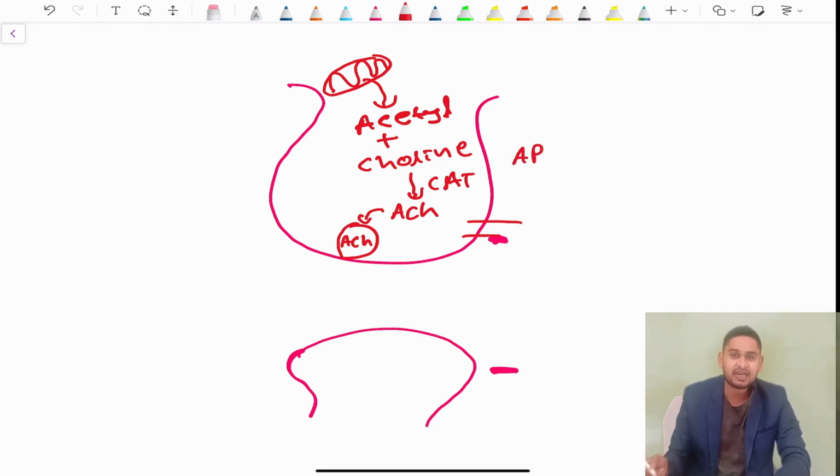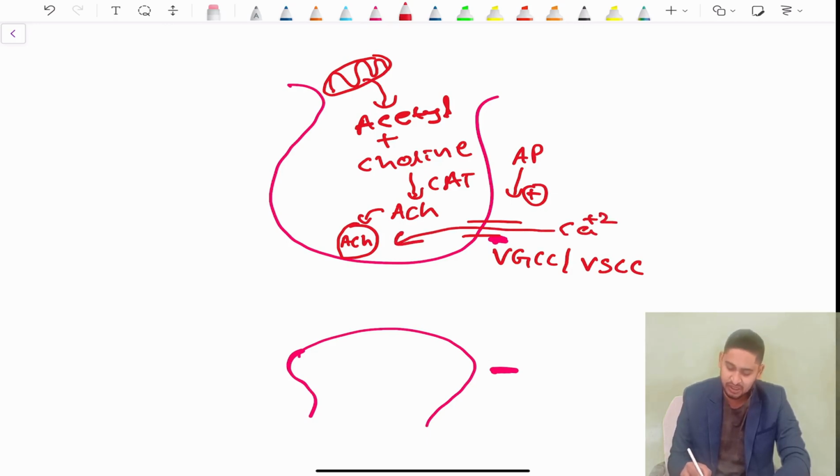Whenever acetylcholine is required in the synapse to bring about a particular action, an action potential is generated in the neurons and propagated towards the periphery, and it activates particular channels called voltage-gated calcium channels, or voltage-sensitive calcium channels, right? When these channels get activated, the calcium present outside the cell enters the presynaptic neurons.